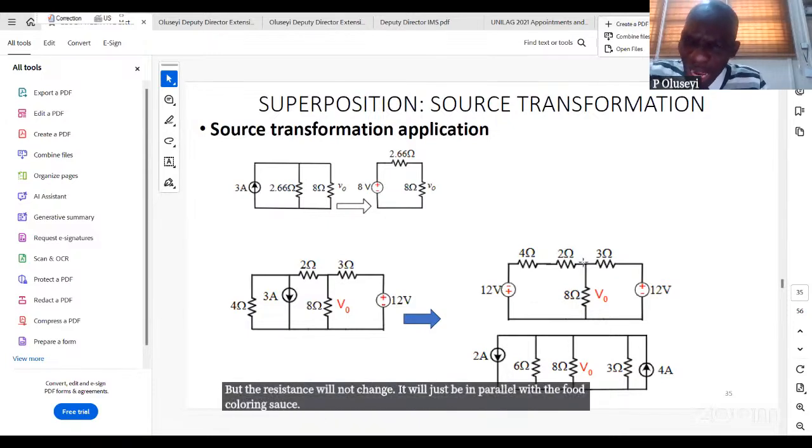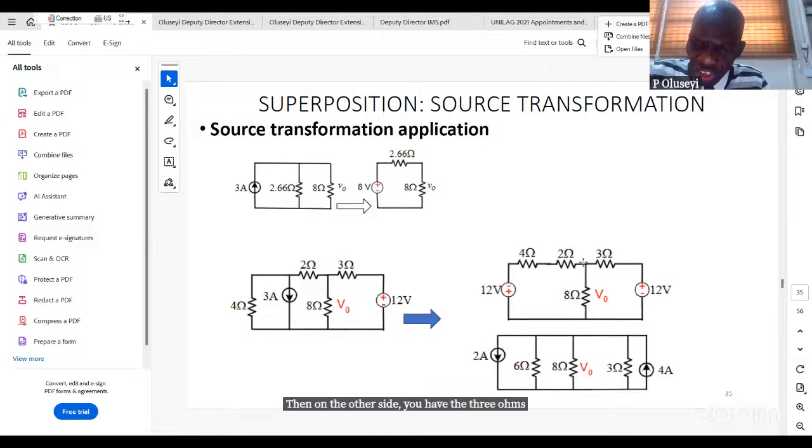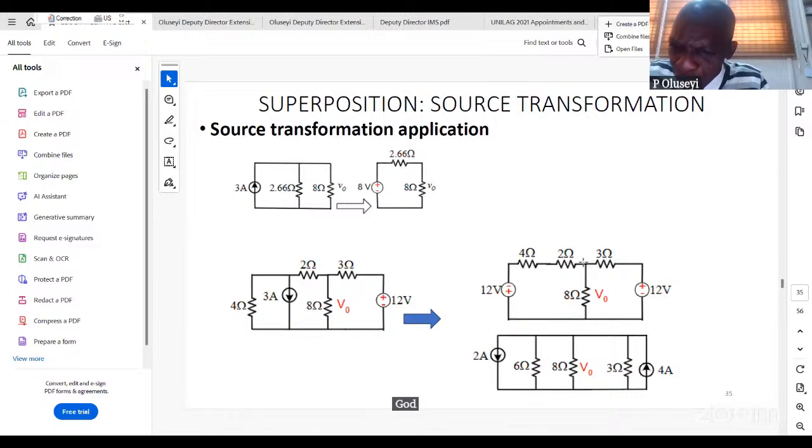Then on the other side, you have the 3 ohms in series with the 12 volts. You can then get the current by saying 12 volts over 3 ohms. That will give you 4 amps. But the resistor, 3 ohms, will now be in parallel with the current source. That's why we are having.